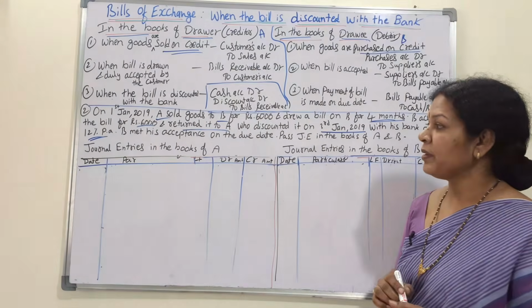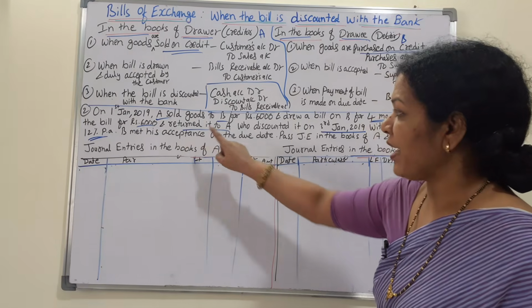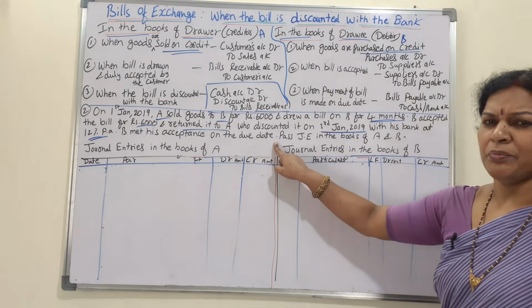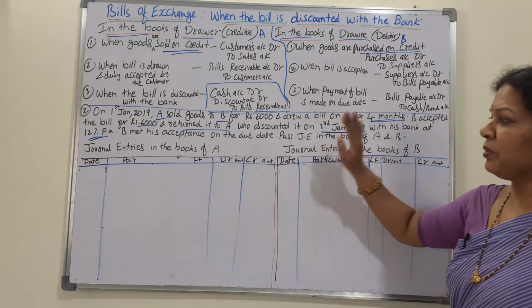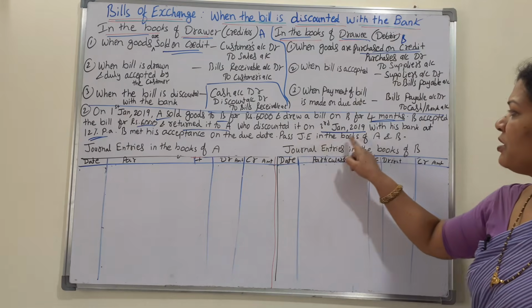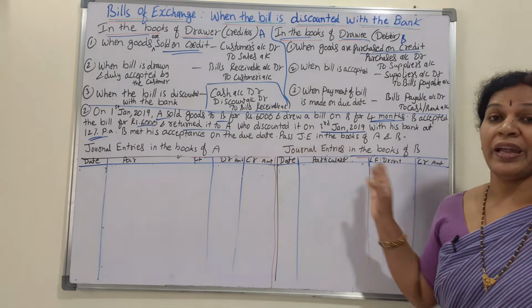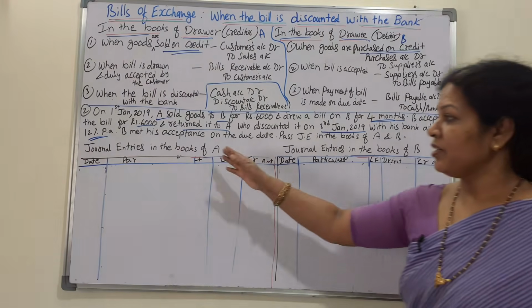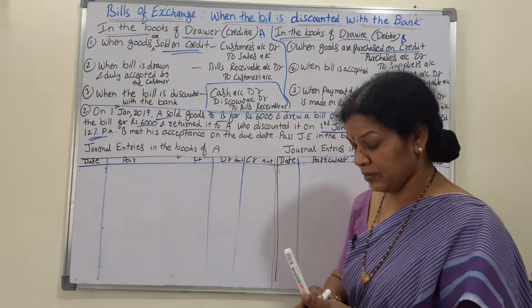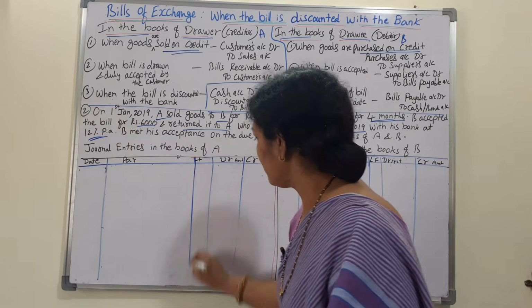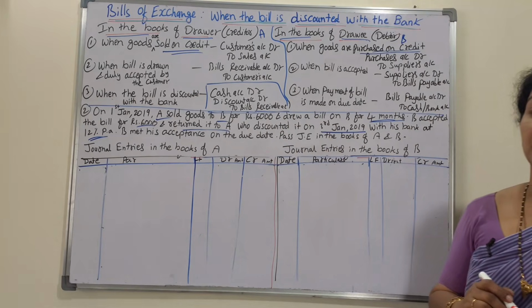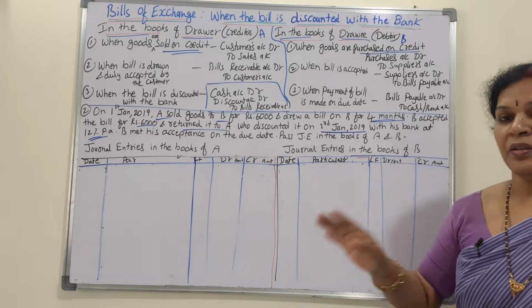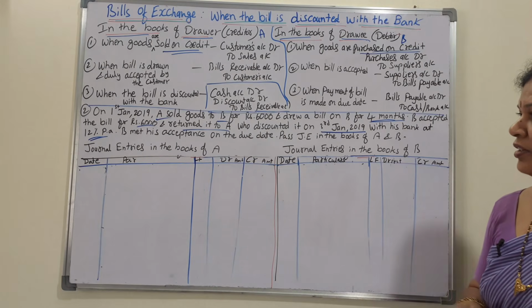12% per annum. B met his acceptance on the due date. B is honoring his acceptance as usual on the due date, same entry, that is why it doesn't make any difference. Pass journal entries in the books of A and B, drawer and drawee. Okay, journal entries: date, particulars, LF, debit amount, credit amount. In the same way in the books of B also, the journal entries pro forma is already prepared. Now we'll write the first journal entries.